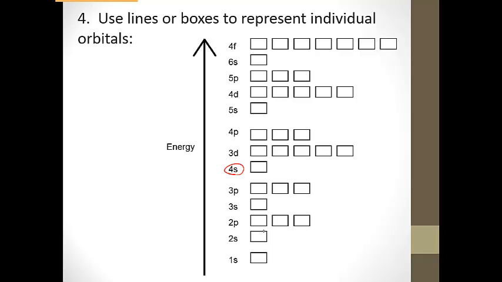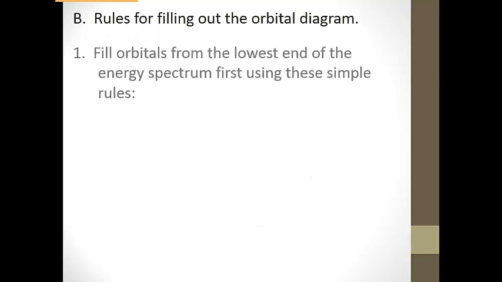Also notice the number of boxes. Anything with an s only has one box, and that's because there's only one shape for the s. All of the p sublevels, whether it's the second, third, or fourth energy level, have 3 boxes, again because of the 3 different shapes. D orbitals always have 5 boxes because there were 5 different shapes, and if we ever get to the fs, they have 7 boxes, because there were 7 different shapes that the f orbital could be in.